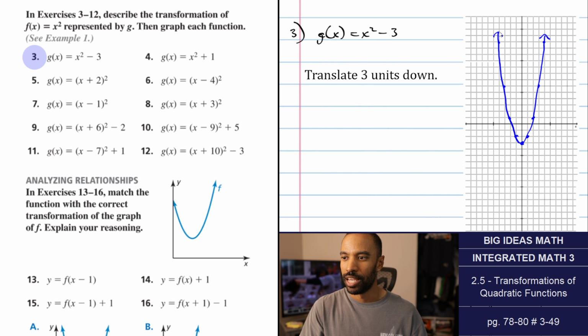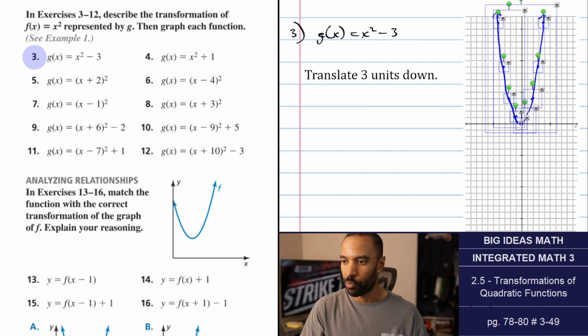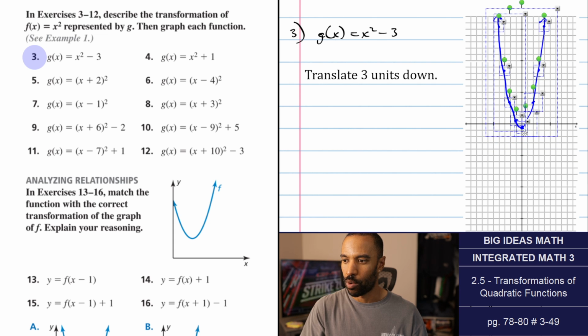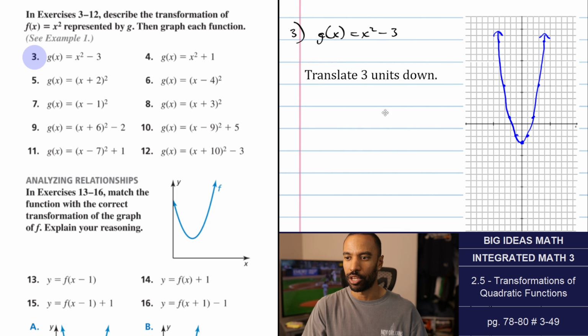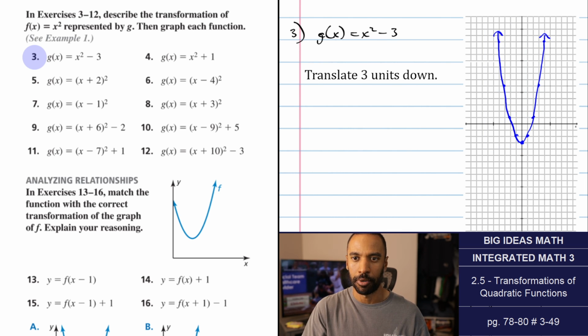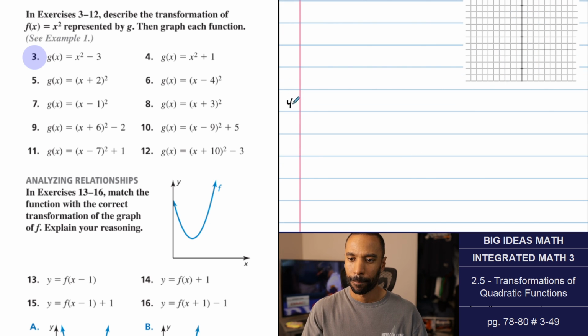So yeah, listen, it takes this original parent function right here, and it translates it 1, 2, 3 units down. Not just the vertex, but every point in relation to that vertex. And that is our number 3. All right, let's go to number 4.